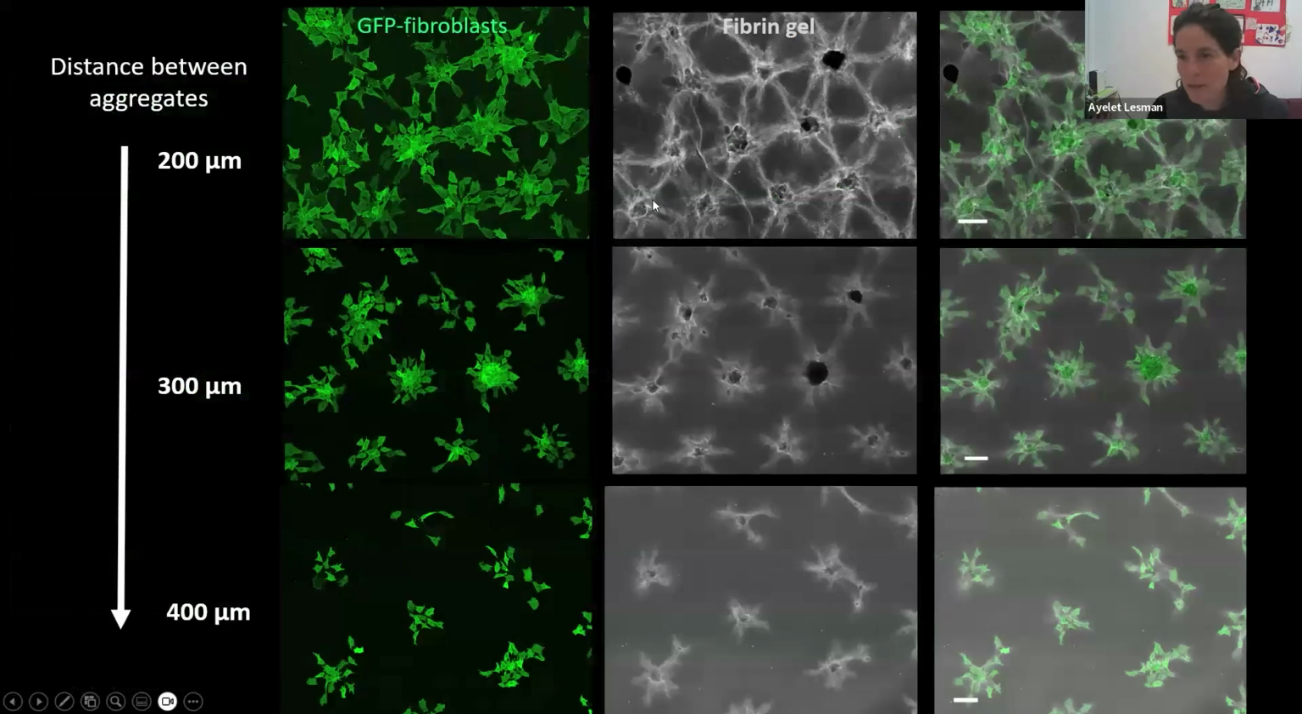We changed the spacing. We tried to look at how the spacing affects this behavior, and we mainly see this preferential migration when spacing is about 200 microns in this case, and this preferential migration is lost when we increase the spacing. So this is really a response to the neighboring aggregates and the formation of the remodeling tracks in between the cells.